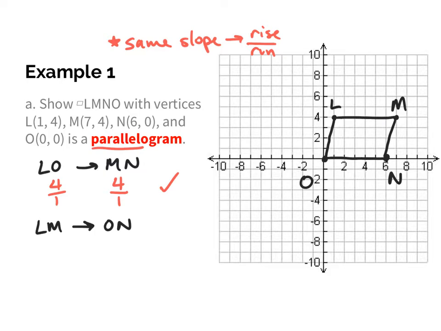What I now have to check is the longer sides, L to M. Here L to M goes right 6 and does not go up at all, so this would be a slope of 0 over 6. If I check O to N, same thing, 0 over 6, it doesn't go up. Again, those have the same slope. Because the opposite sides have the same slope, they are parallel. So I know right away that yes, this is a parallelogram.